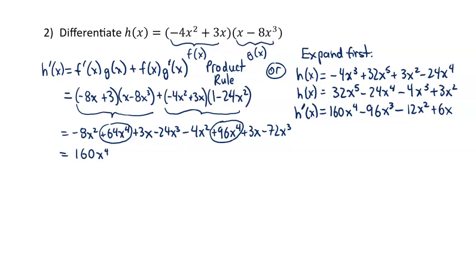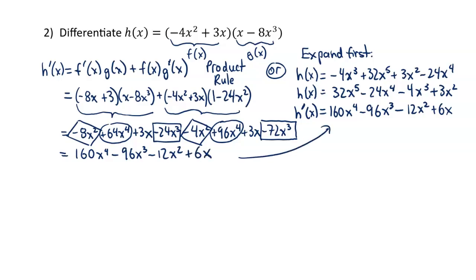So 64x to the fourth plus 96x to the fourth gives me 160x to the fourth. Now I'm going to look at the x to the power of 3 terms, which is going to give me negative 24 minus 72, which gives me negative 96x to the 3. And then I'm going to look at my x squared terms. I have the negative 4x squared, but I also have the negative 8x squared at the beginning. And I combine those to get me minus 12x squared. And then the last two that I'm left with are 3x and 3x, which gives me 6x. And what you can see is that's the exact same answer that I did by first expanding it.